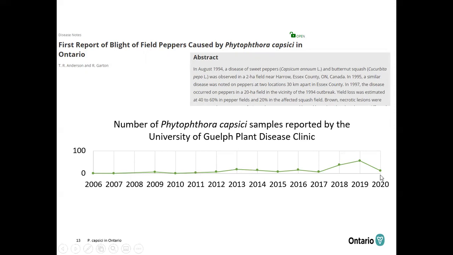And then in 2019. And then again, last year, we don't have the numbers for it, but last year, 2021, huge amounts of Phytophthora in all of the different crops, but particularly in the pumpkins and squash. We were seeing it last year.